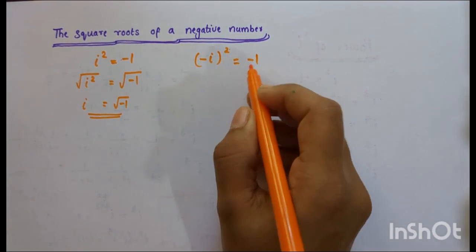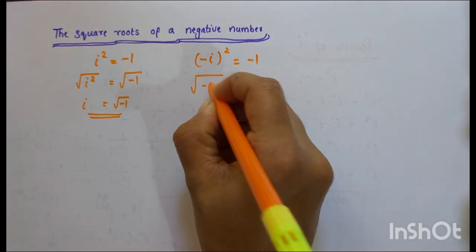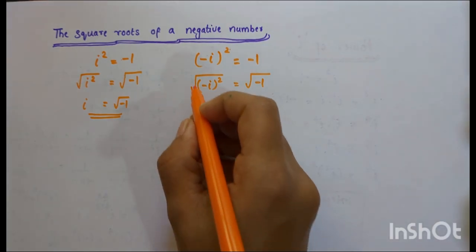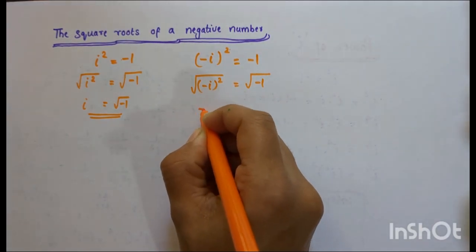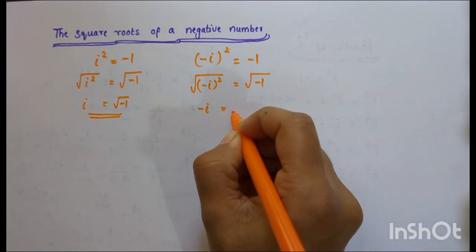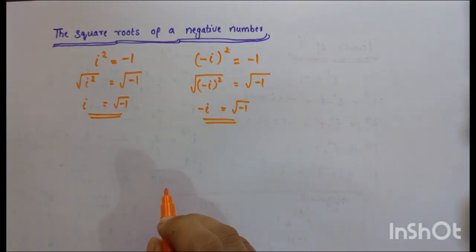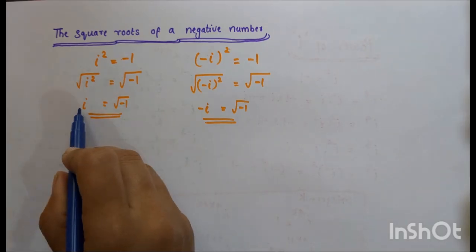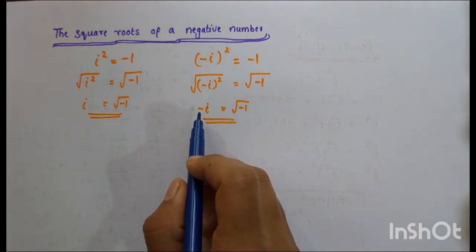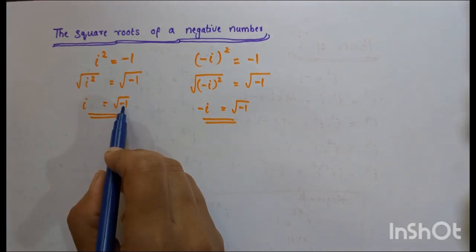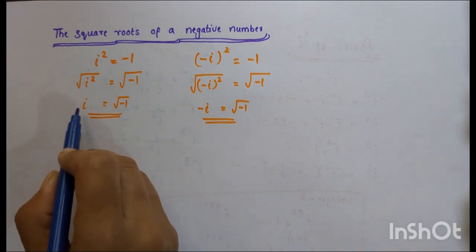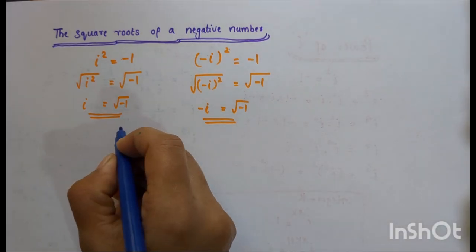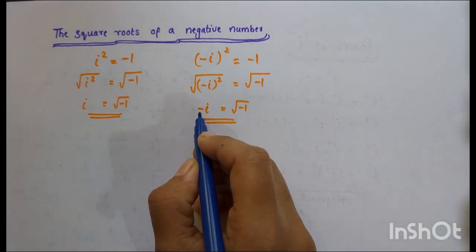Taking the square root on both sides, the square root of (minus i) all square is equal to the square root of minus 1. The square root of (minus i) all square is actually minus i, so minus i is equal to the square root of minus 1. That is, the square root of minus 1 can be written as i as well as minus i. So the square roots of minus 1 are i and minus i.